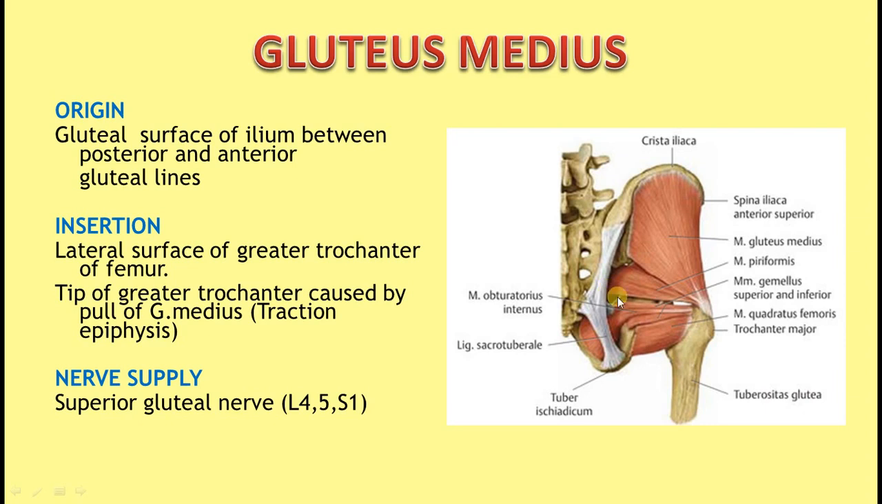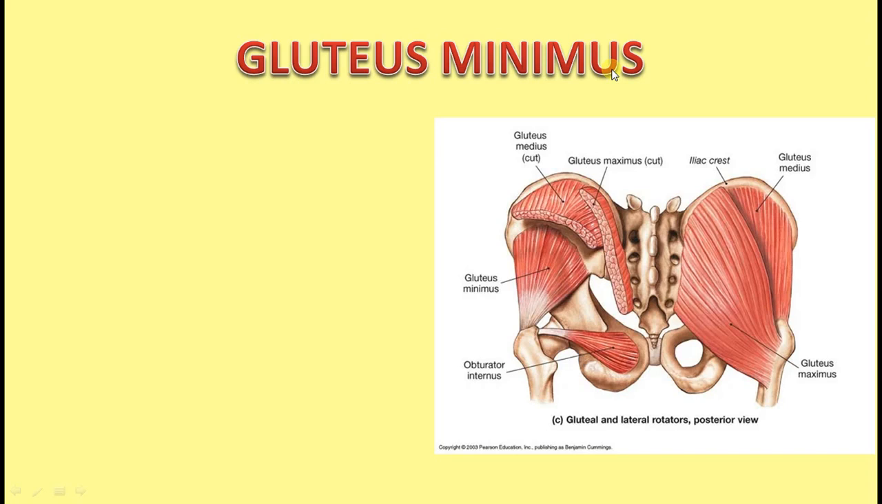Nerve supply is by the superior gluteal nerve, which is from L4, L5 and S1. So we will come to the nerves after we discuss the muscles. The next muscle you see here is the gluteus minimus muscle.